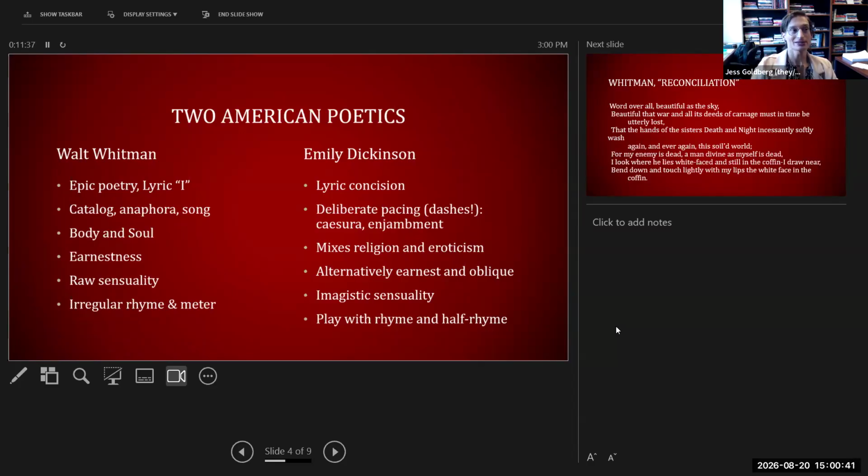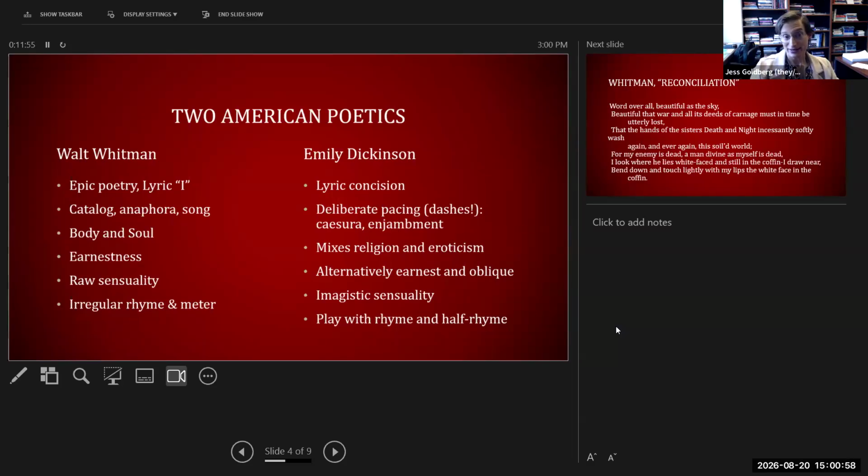And then catalog is basically using the list form in a poem, where he talks about walking down the city street and all the different people he sees. That list of people he sees is catalog. So that's signature Whitman stuff.